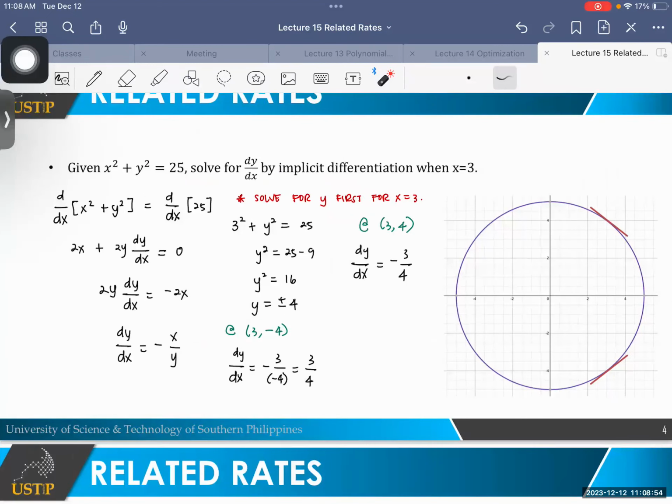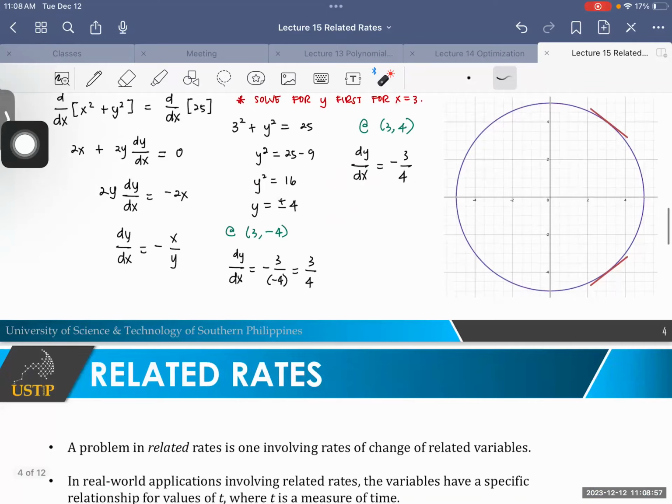Okay, so review ra gini class, no? Ato ta karon sa real problem. Okay, so many related rates there.